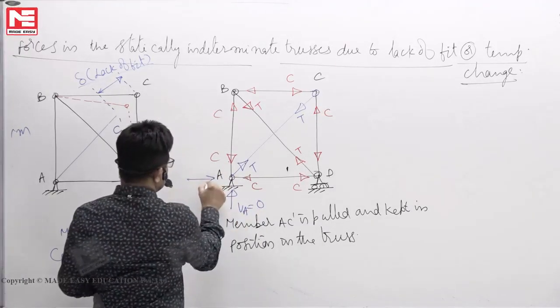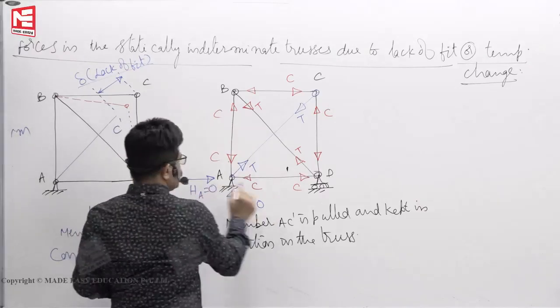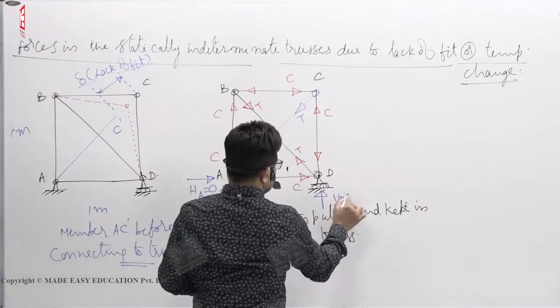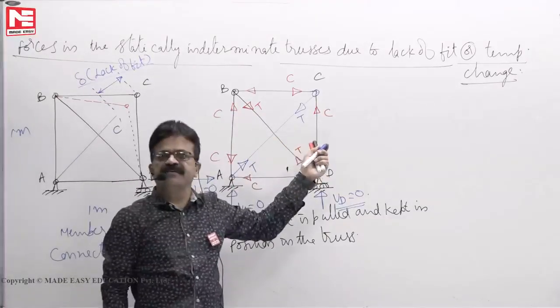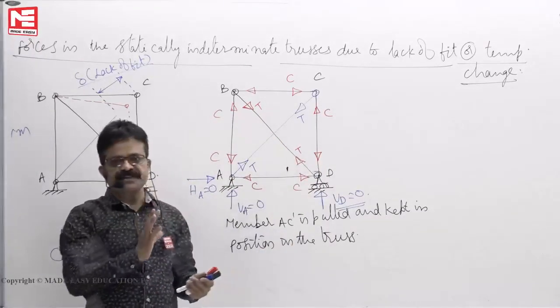VA is 0, HA is 0, VD is also 0. Now the truss is completely in equilibrium within itself.